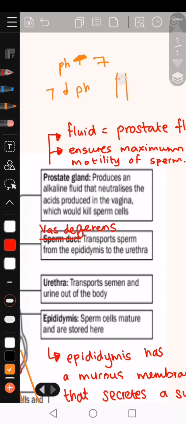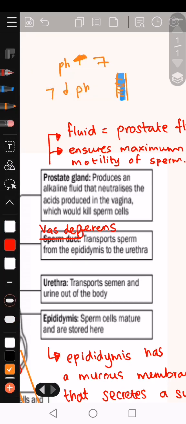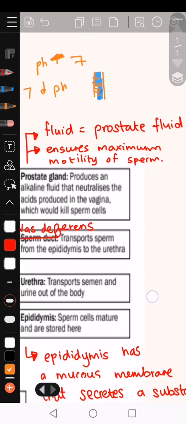So in the vagina that is so acidic, that alkaline fluid, which obviously comes with the sperm cells, makes sure that it is neutralized, right? Neutral, so around a pH of 7. And this protects the sperm against that low pH, and allows the sperm to move, to ensure maximum motility, which I wrote right here.